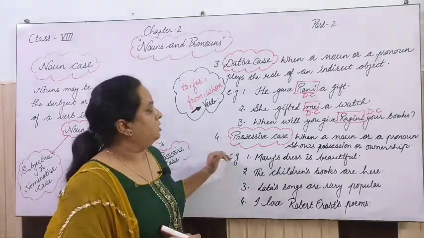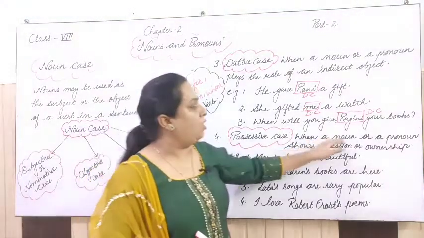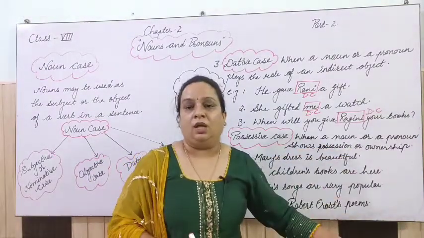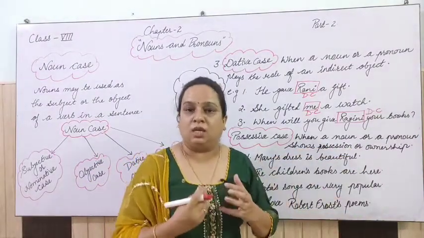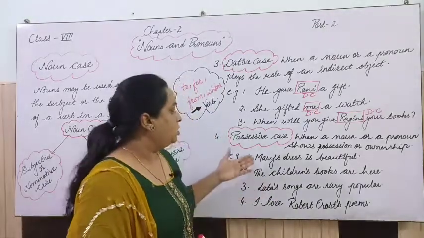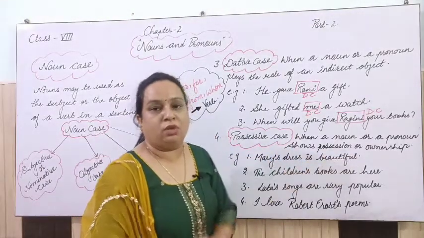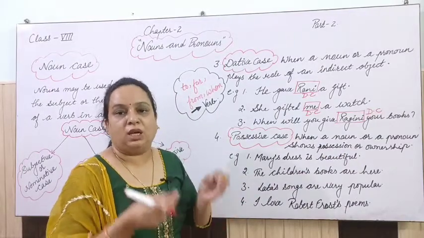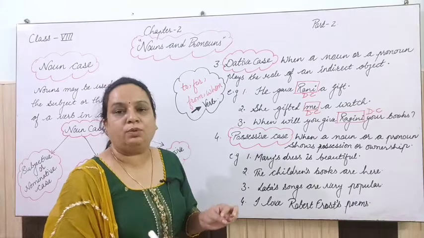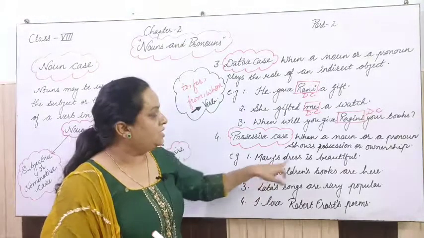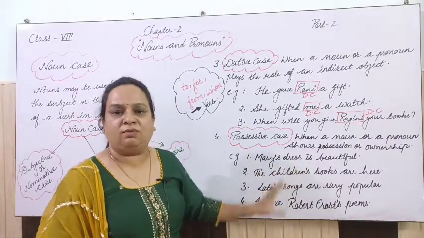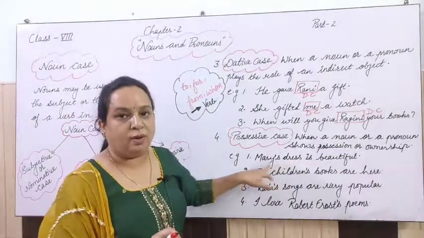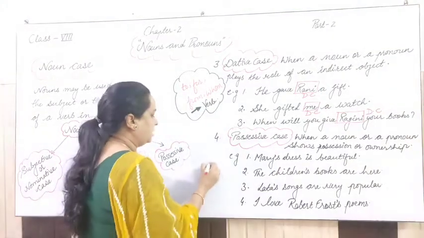Next and the last one is possessive case. When a noun or a pronoun shows possession or ownership, like this thing belongs to me, right? Like whose? So Mary's dress is beautiful. This is not subject, this is not object. This is a word in the sentence which is telling the possession, right? So Mary's dress is beautiful and it is given with the apostrophe S. I hope you know about this apostrophe S.